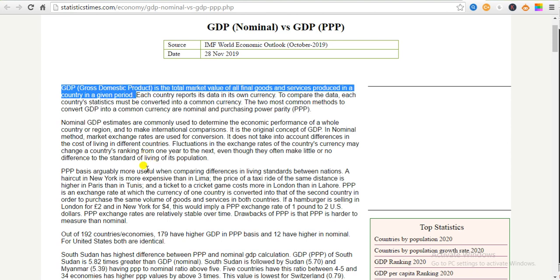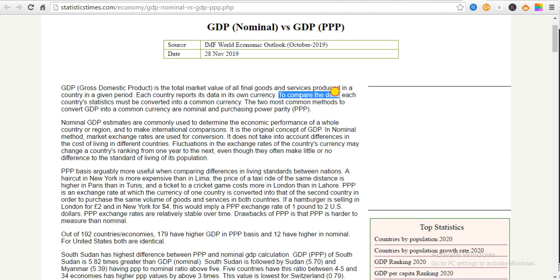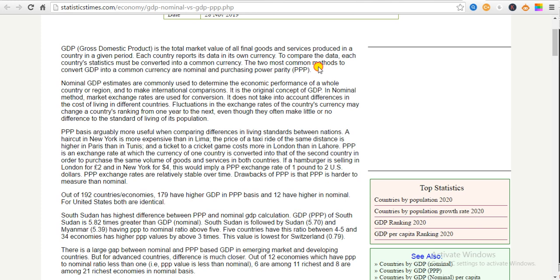Each country reports its data in its own currency, but for purposes of this video, you're going to see it in the American currency. To compare the data, each country's stats must be converted into a common currency. The two most common methods to convert GDP into a common currency are nominal, which has everything including inflation, and PPP, purchasing power parity. We're going to look at this in particular in a minute.